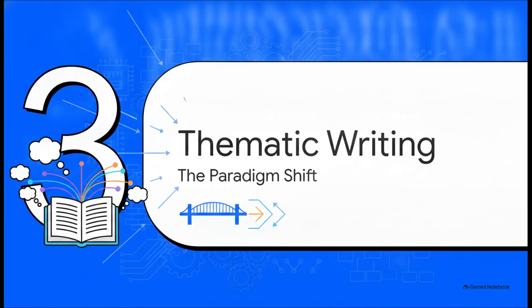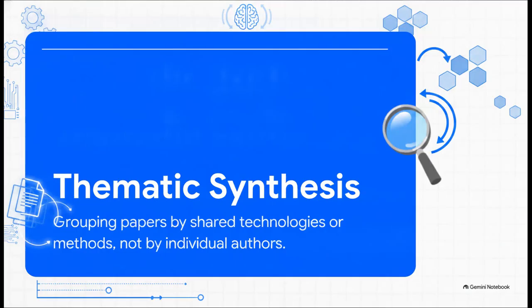Section 3. Shifting to thematic writing. The paradigm shift. Okay, if you take nothing else away from this explainer, remember this concept: thematic synthesis. By definition, this means grouping research papers by shared technologies, methods, or problems rather than discussing them one author at a time. Your literature review needs to tell the story of the engineering field's evolution. It shouldn't read like some disjointed roll call of individual researchers.